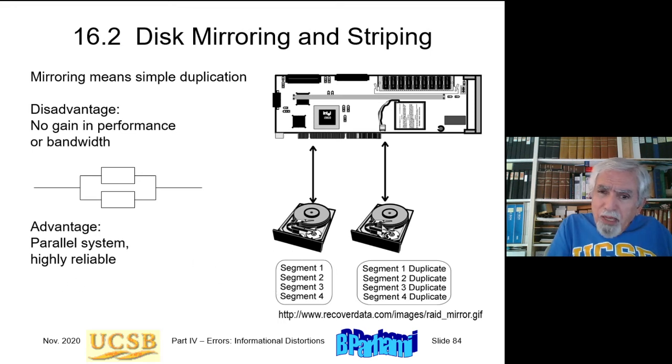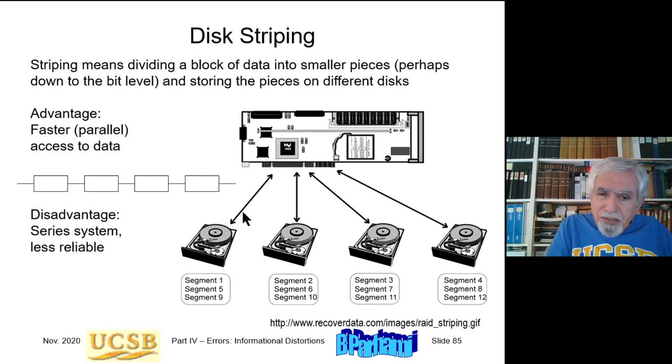So to make these inexpensive, mass-produced disks more reliable, one idea is mirroring. Any data that is stored on this disk is also stored on a mirror disk. So you're basically duplicating the data. This is sort of a parallel system. In other words, as long as one of these two disks operates correctly, you have access to your data.